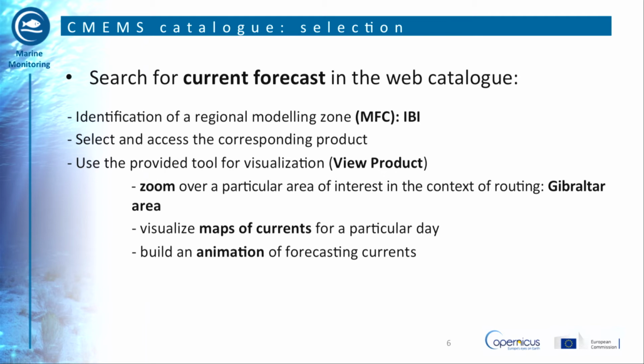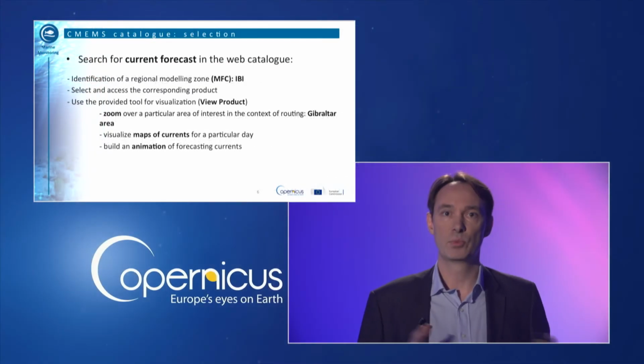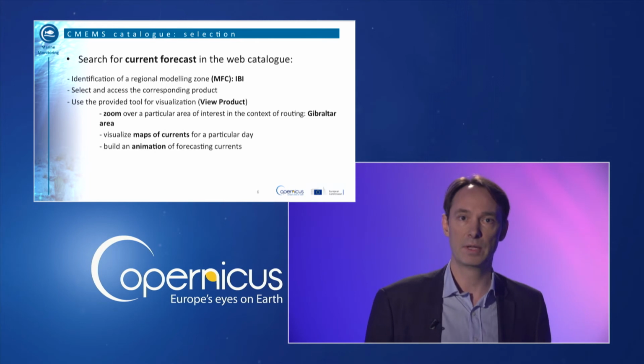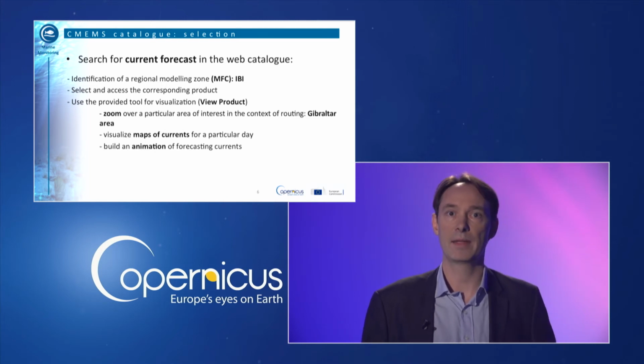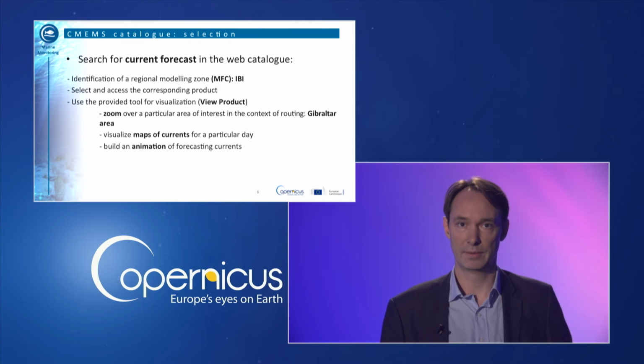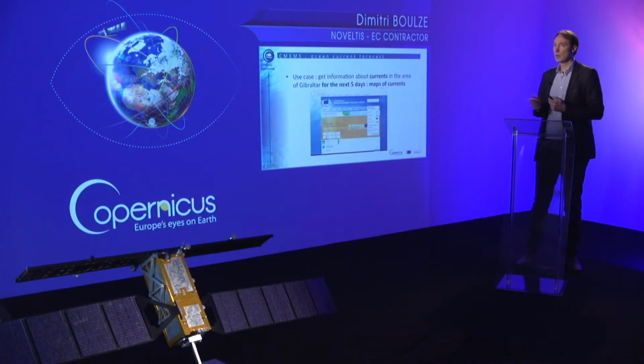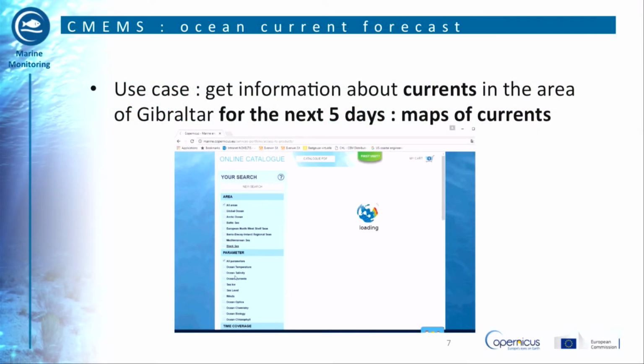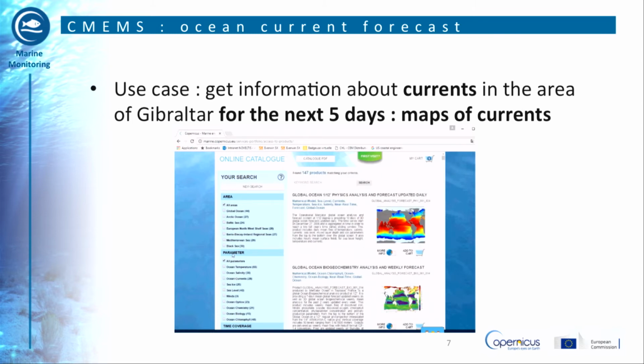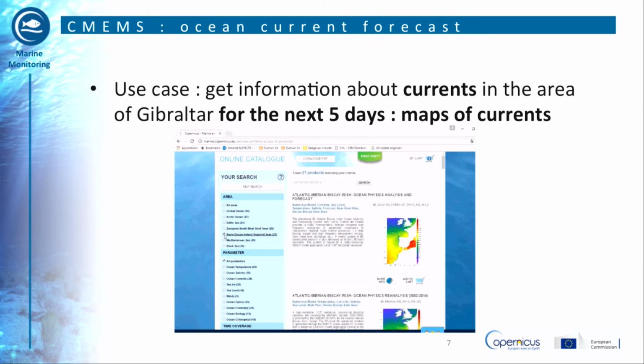The next part of the presentation aims at showing how to identify and select a particular modeling zone, for example, the Atlantic, Iberian, Biscay, which is called IBI within the CMEMS service. The next video shows how to access the product, visualize maps of the current at the Gibraltar Strait, and build an animation of the forecasting current. Here we show a particular use case: how to get information about the currents in the area of the Gibraltar Strait for the next 5 days in the shape of current maps.